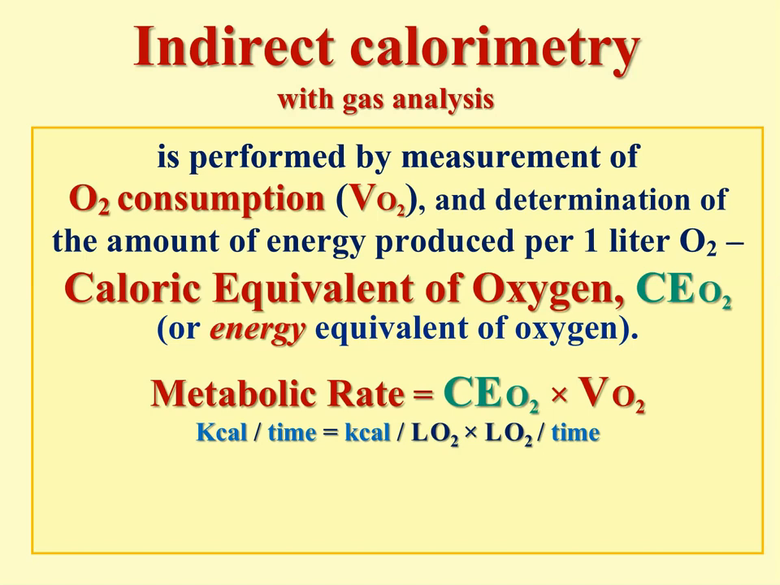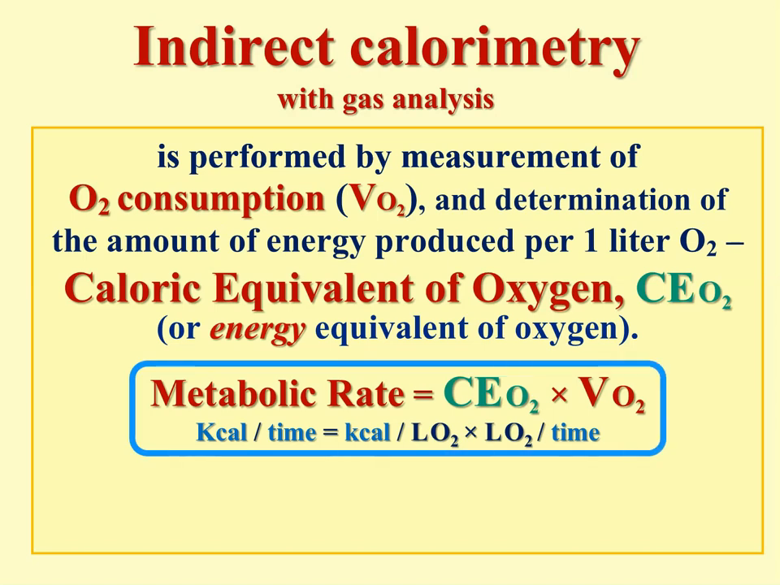Usually measurements are done, of course, not for the whole day. Therefore, mostly we measure for a period of 1 minute. For a few minutes it's measured and the mean value for 1 minute is calculated. Then it can be recalculated per hour, per day, and so on. So this is the main basis for the indirect calorimetry.